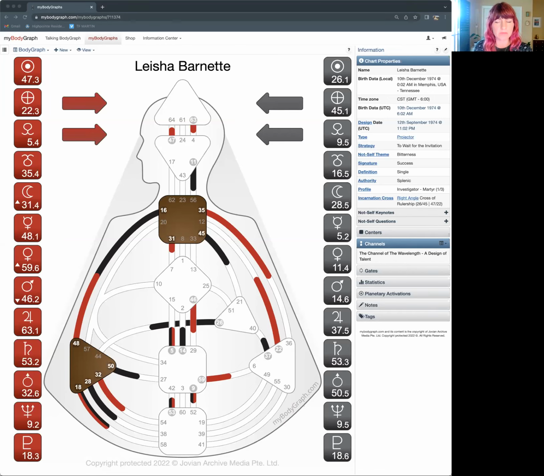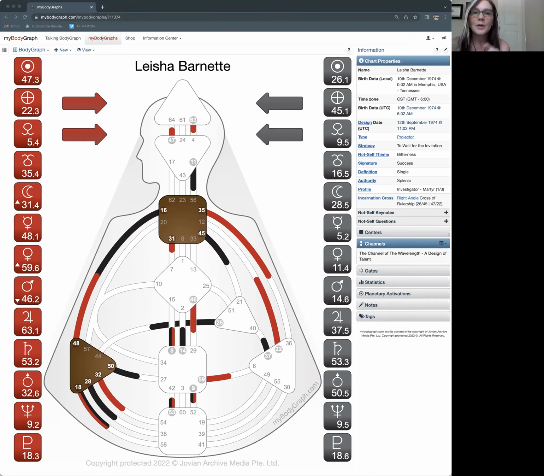Before I go into general defined and undefined, does anyone have anything to add? I want to pause for a second. Does anybody have anything to say or share? I do, but I can wait if anyone else wants to go first.